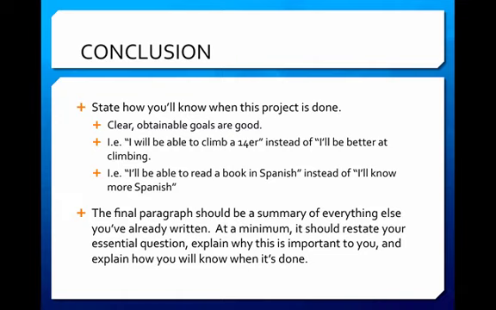First of all, clear, obtainable goals are good. That means something that you can actually, tangibly complete. And I gave two examples. So if you were going to do a DoR about learning to climb or learning to be out in the woods, and your big challenge was going to be to climb your first 14er, instead of saying, I want to be better at climbing, is how I'll know I'm done, you set the goal so it's specific. I'll be able to climb a 14er. And then I did another one there for Spanish. Instead of I'll know more Spanish, which is very vague, set a goal that you can actually accomplish and know when it's done. I'll be able to read an entire book in Spanish would be that goal.